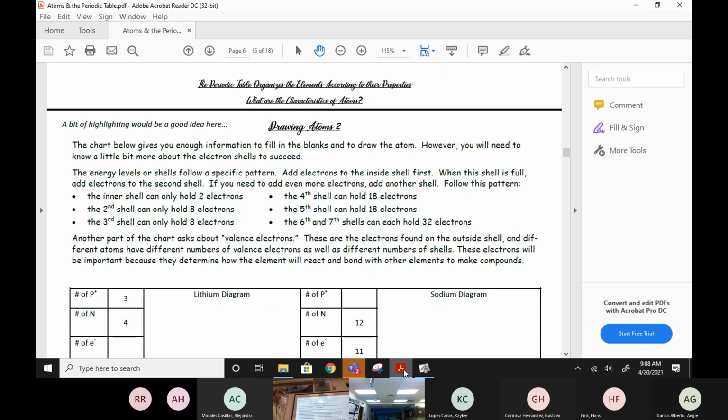So the valence electrons are the ones on the outer shell, and different atoms have different numbers of valence electrons, as well as different numbers of shells. These valence electrons will be important because they determine how the element will react and bond with other elements to make compounds. We're going to talk more about valence electrons later, but they become really important in figuring out the behavior of an atom and its properties.